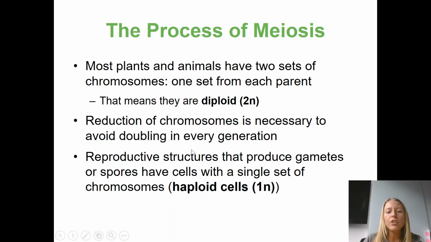However, we have to avoid doubling of chromosomes when we're talking about sexual reproduction. So our reproductive structures that produce gametes, our testes or our ovaries, are going to have cells that only have a single set of chromosomes, because remember, meiosis is combining our gametes, which is our eggs and our sperm. And so we wouldn't want eggs and sperm to have the full complement of DNA that they need, because one, then we can't combine between individuals, and two, we'd have way too many chromosomes. So our gametes are going to be haploid or 1N.